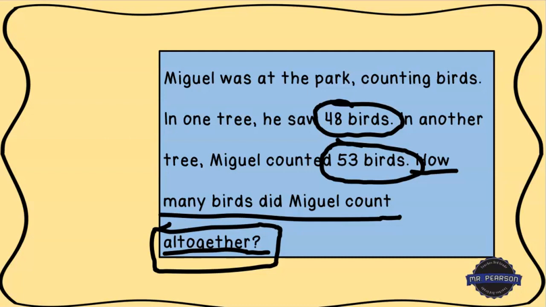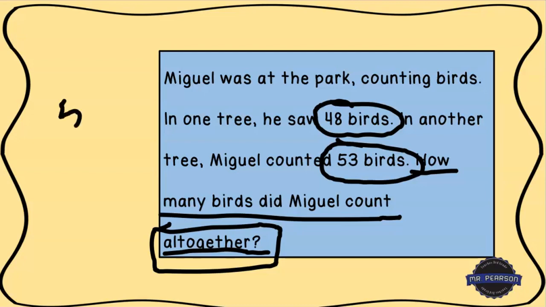Okay, so we've circled 48 and 53. We underlined the question, how many birds did Miguel count all together? And we drew a box around the words all together because we know we're combining those two numbers. So that leads me to believe that this problem is an addition problem. So let's go ahead and set up our addition problem.